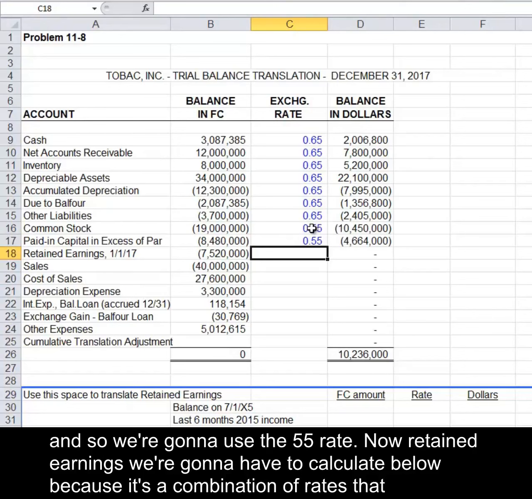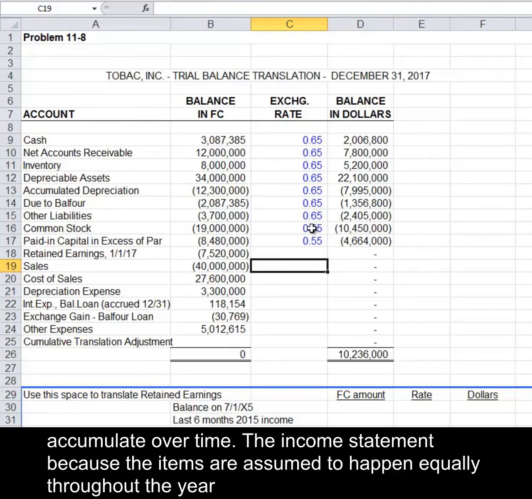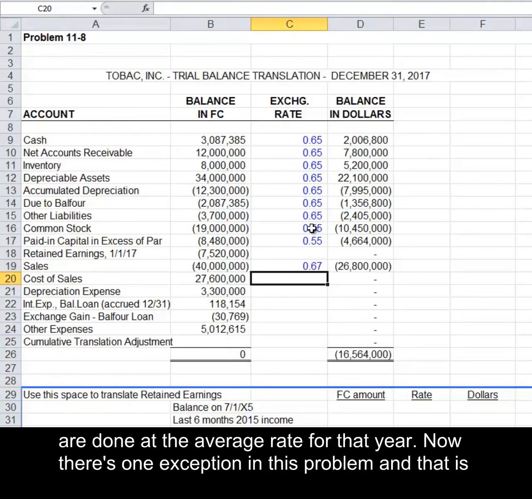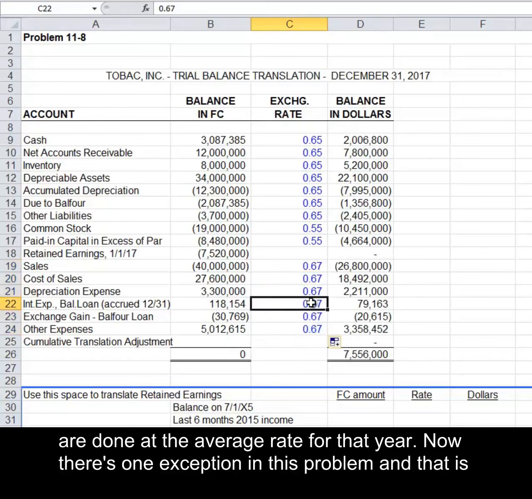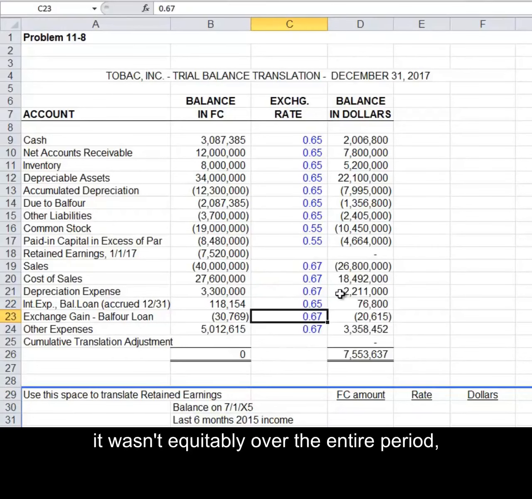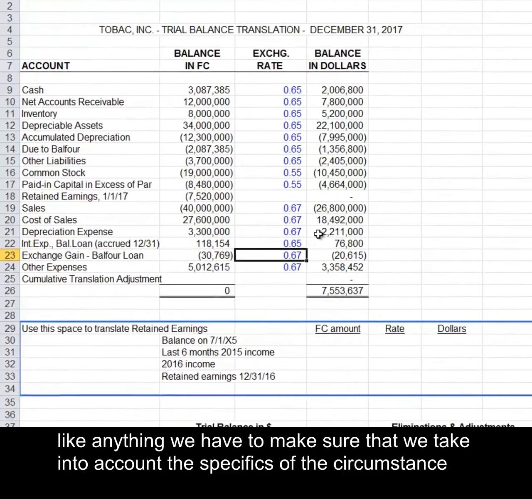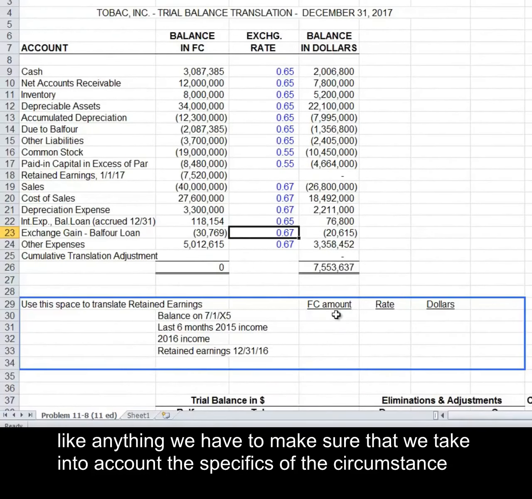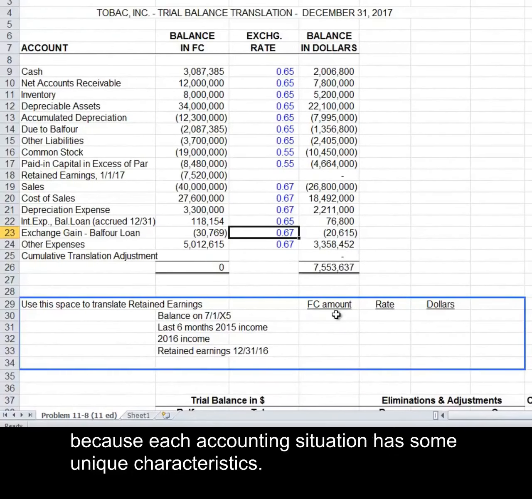Now retained earnings we're going to have to calculate below because it's a combination of rates that accumulate over time. The income statement, because the items are assumed to happen equally throughout the year, is done at the average rate for that year. Now there's one exception in this problem, and that is the interest. As you see in the notation, that interest occurred at the end of the year. It wasn't equitably over the entire period, and therefore we do it at the end of the year. Like anything, we have to make sure that we take into account the specifics of the circumstance because each accounting situation has some unique characteristics.